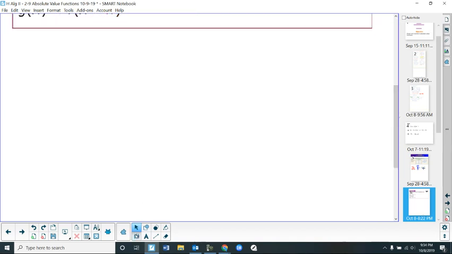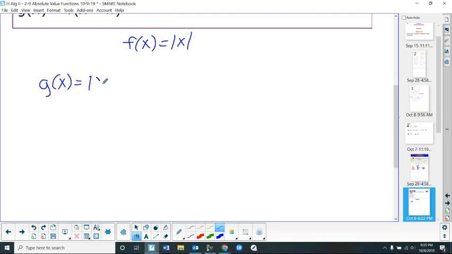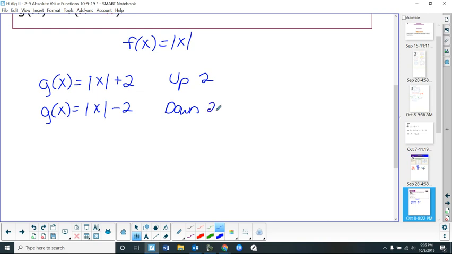If you have the parent function, f of x equals absolute value of x, what is happening to these graphs? So let's talk about this. What's happening to the graph g of x equals absolute value of x plus 2? If it's outside of the absolute value, this goes up 2. The absolute value kind of acts like parentheses. If I have absolute value of x minus 2 on the outside, that goes down 2. So these rules have not changed from the linear.